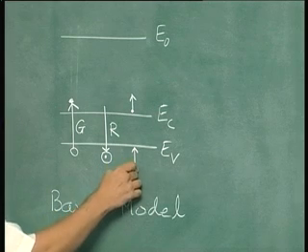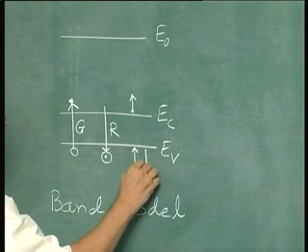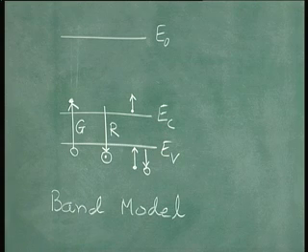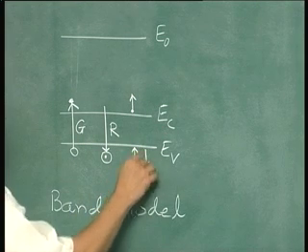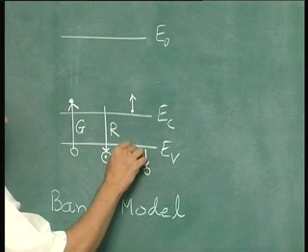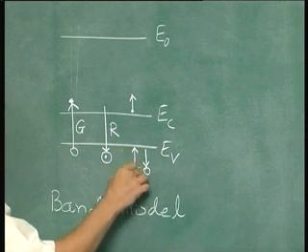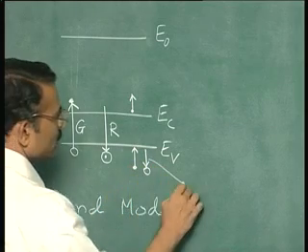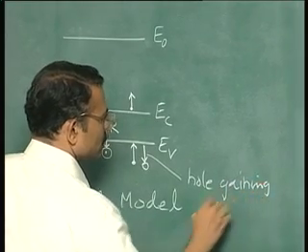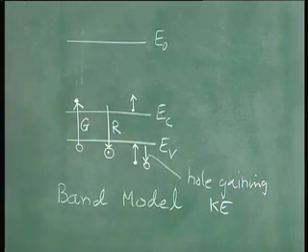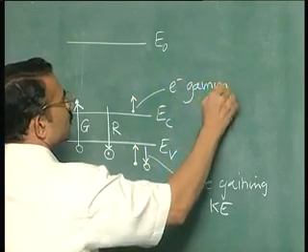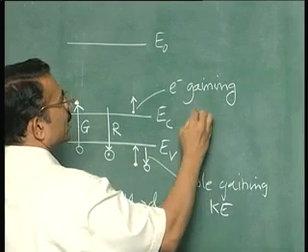You can also show this process as a hole moving down. So either an electron moving up in the valence band or the hole moving down, because when an electron jumps up in the valence band, the hole which was there here comes down. So this is hole gaining kinetic energy, and this is electron gaining kinetic energy.